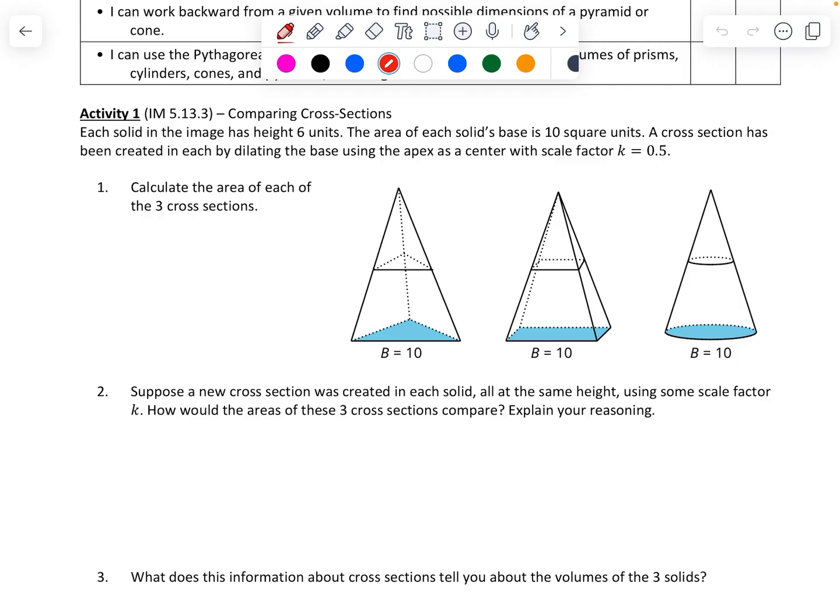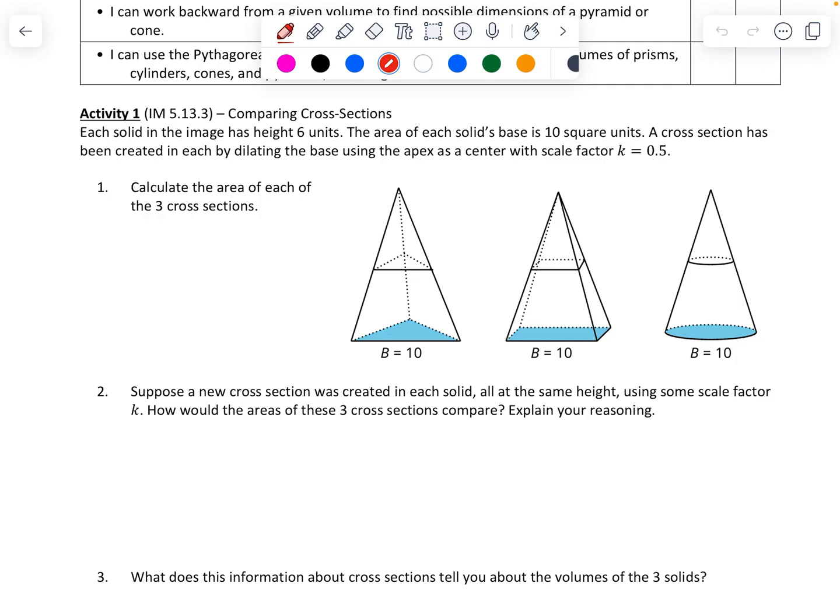Okay, each solid in the image has a height of 6 units. The area of each solid's base is going to be 10. And a cross section has been created, dilating with a scale factor of 0.5. Calculate the area of each of the 3 cross sections. So the area of all of them is going to be the same. They all have the same height. The area of the base is the same. So the volume will be the same.